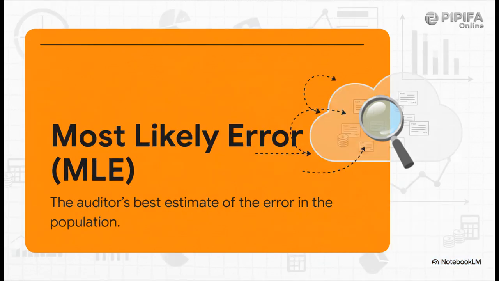Next up, we've got the most likely error, or MLE. This is where the projection really starts. Based on the errors you found in that small sample, you make a statistical estimate of the total error you'd probably find if you had time to check the whole thing. It's your single best guess for what the true total error is.